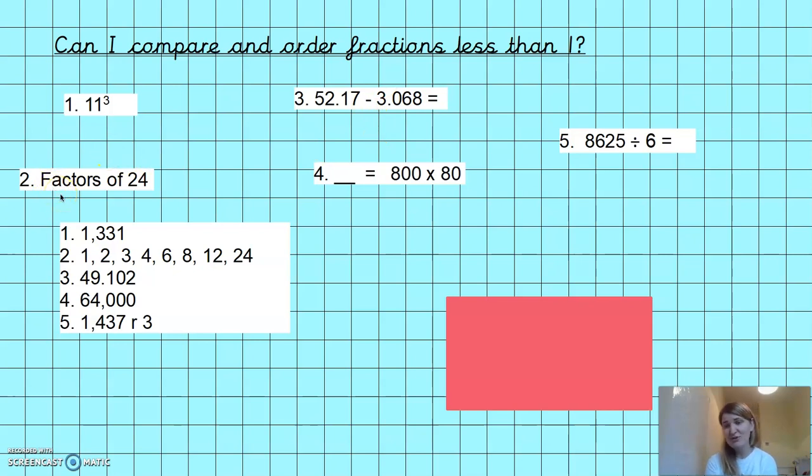Remember, factors are two numbers that multiply together to make a product. So factors would be two numbers that multiply together to make 24 there. Okay, and again, number 4, hopefully, you knew that 8 times 8 is 64, and then you would have added the zeros to make it 64,000.